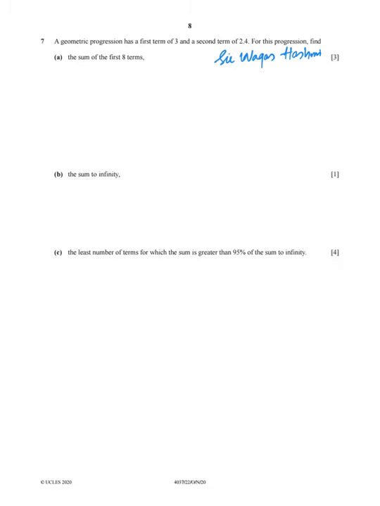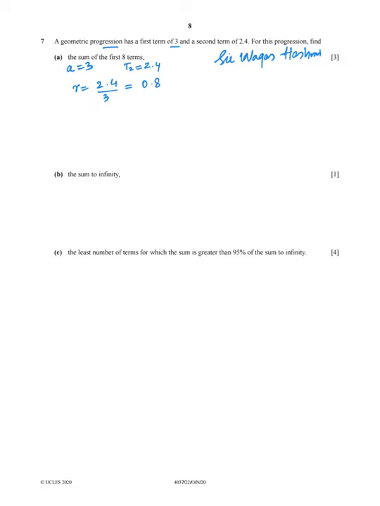Question number 7 from the topic series. It says a geometric progression has a first term of 3, that means we have the value of a, it's 3, and a second term is 2.4, so I can say that T2 is 2.4. For this progression, find the sum of the first 8 terms. So first thing we need to find out the value of r, and r is what? Ratio of second term divided by first term, right? So that is equals to 0.8.